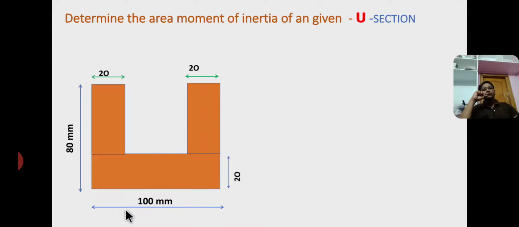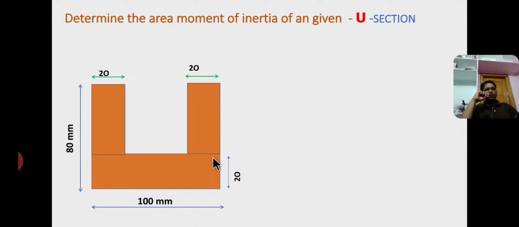the base of a U section or channel section. The base of a channel section equal to 100 mm, and height of a channel section equal to 80 mm, and the thickness of a channel section equal to 20 mm. So these are the dimensions of a U section.